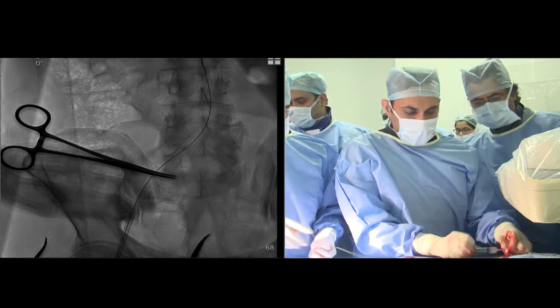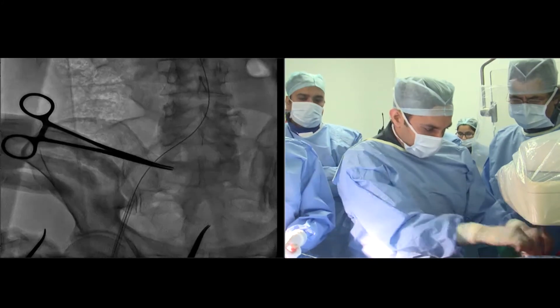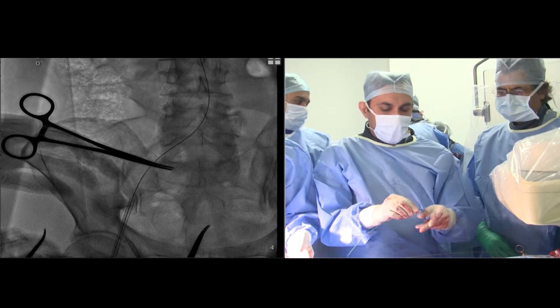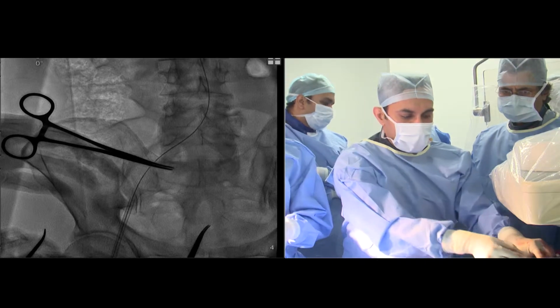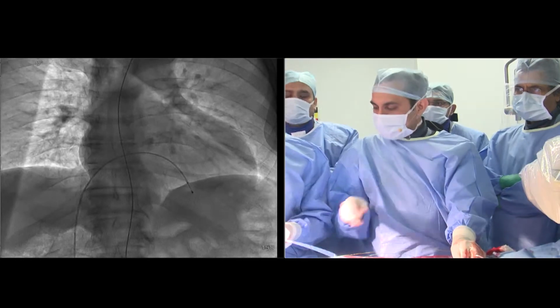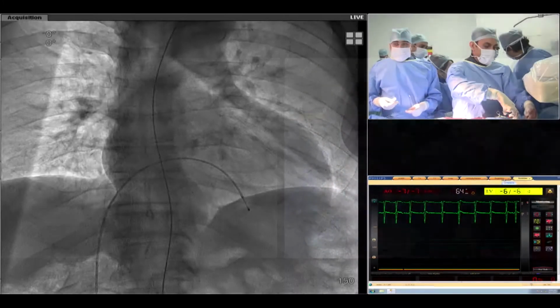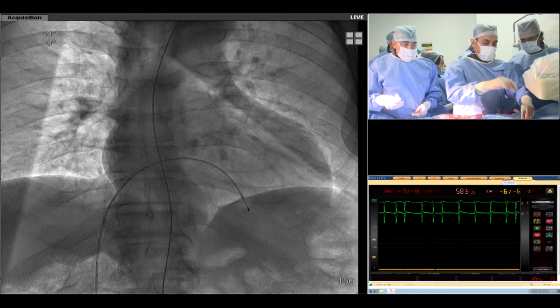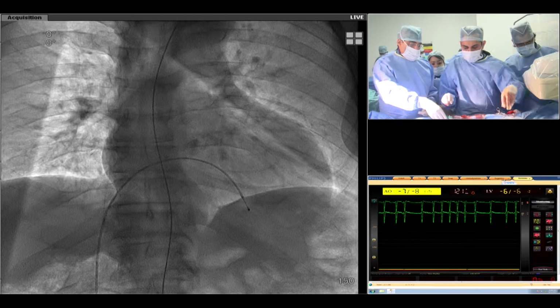So we are all set here. Let's put a pigtail from the left side. So put a balloon tipped pacemaker from the left side. Okay, balloon down. So it's very important for us to really identify the person who is going to control the pacing.